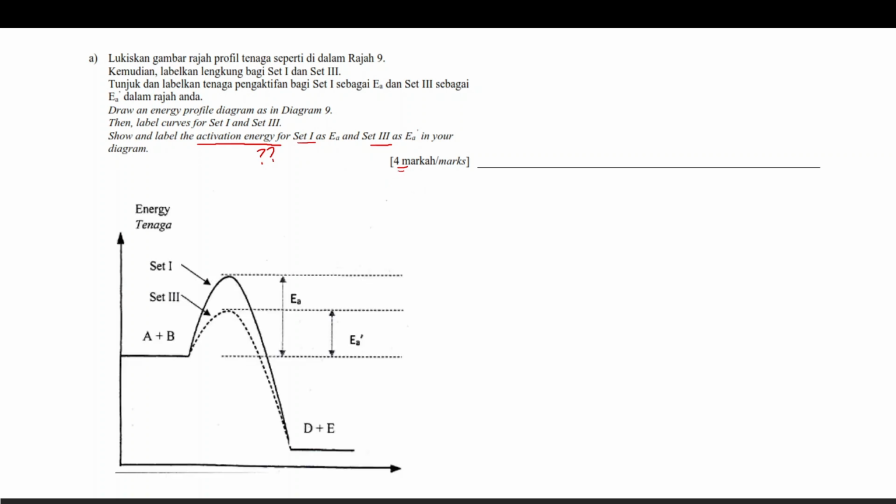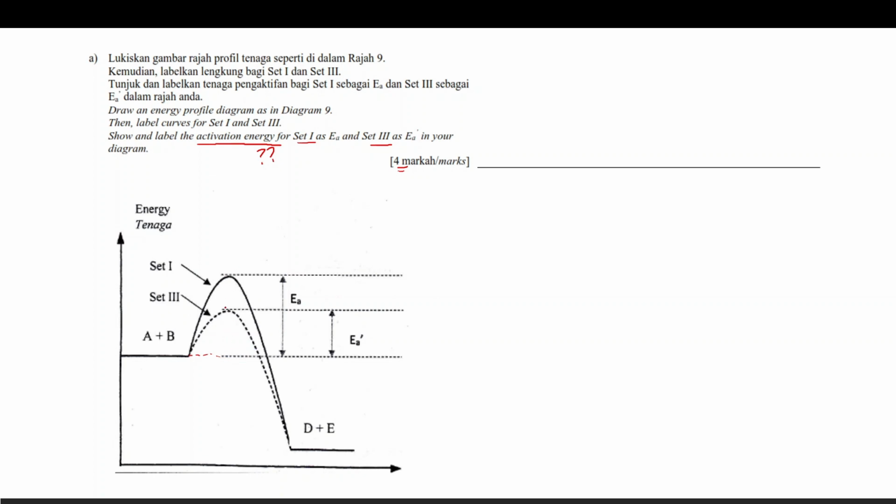Okay, so first you need to label set 1 and set 3 as just now. Then the other one you need to label the activation energy. So remember that the activation energy starts from the reactants. So these are the reactants, this level, to the peak of the curve here.